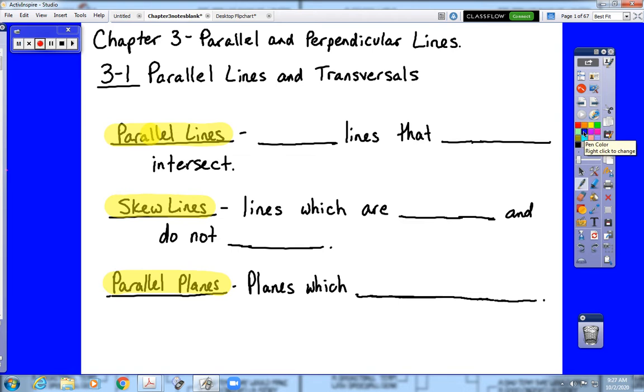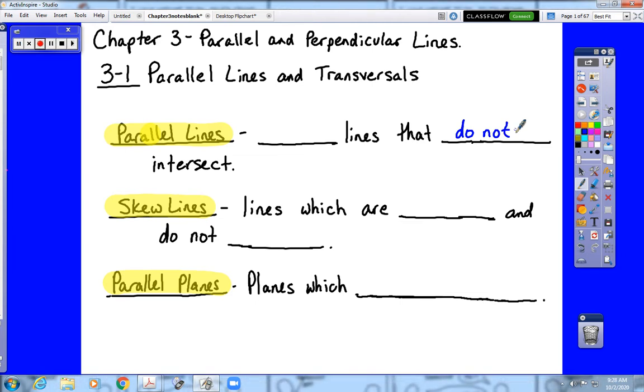So, parallel lines. From your previous experience in algebra or pre-algebra, you know that those are lines that do not intersect. However, in geometry, we are not dealing with only 2 dimensions. We're actually dealing with space, which is 3-dimensional. So we need to add a qualifier to that. Parallel lines are, in fact, coplanar lines that do not intersect. So they are lines that are contained in a plane that do not intersect.